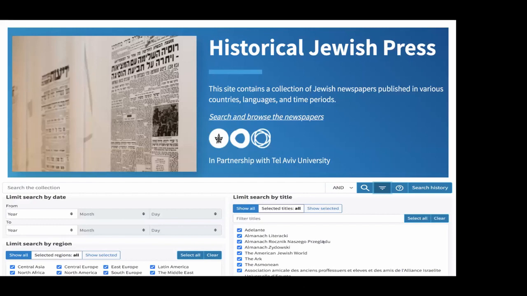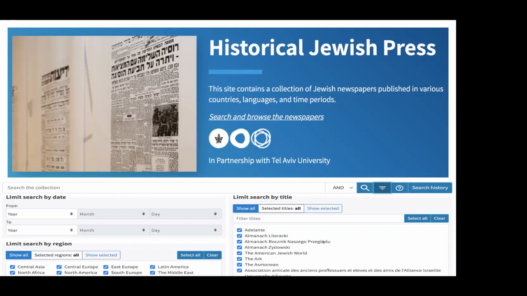We call it JPress, Jewish Press, which is a historical Jewish press collection of the National Library in Israel and Tel Aviv University. And I'm sure you know many platforms like this that take historical newspapers and make them accessible, and even OCR them and make them searchable. But you do it with what I call the retrieval paradigm.